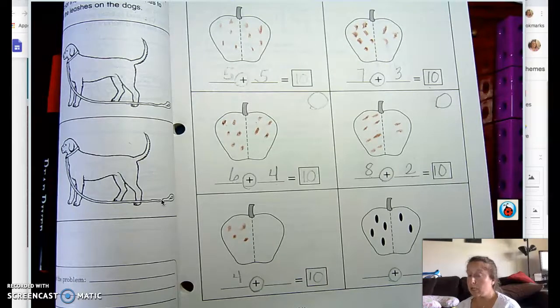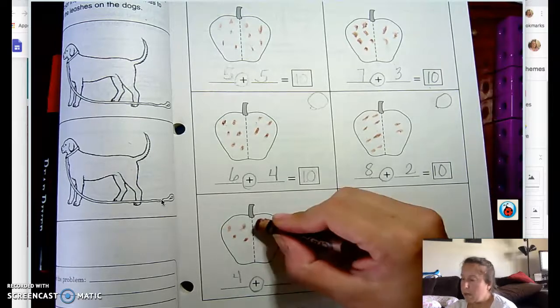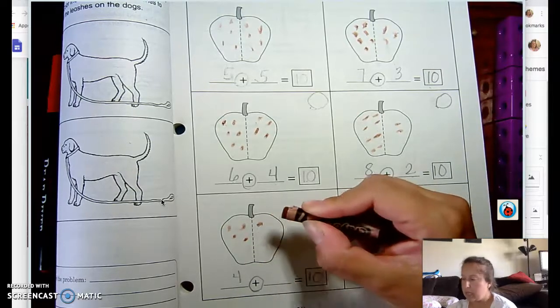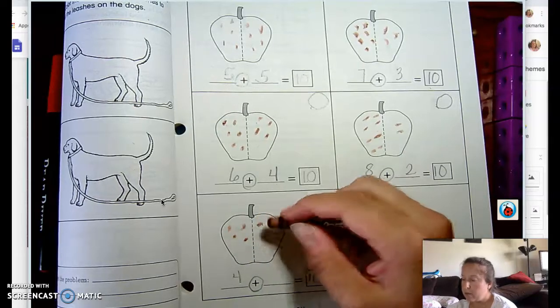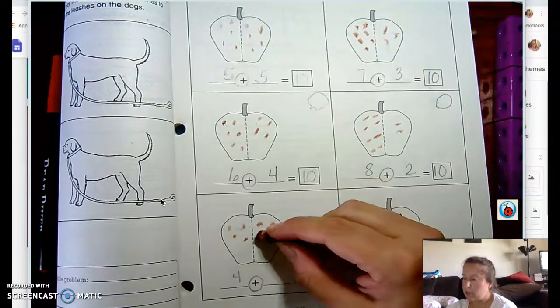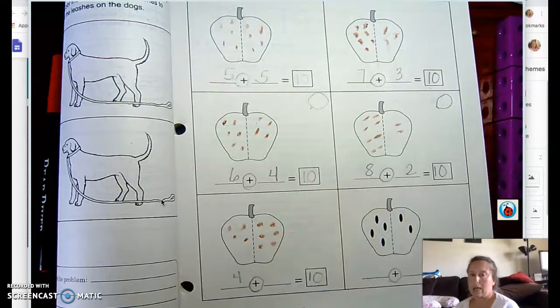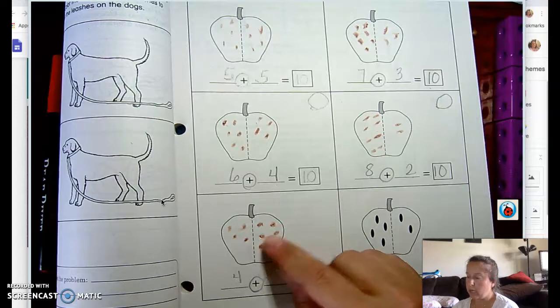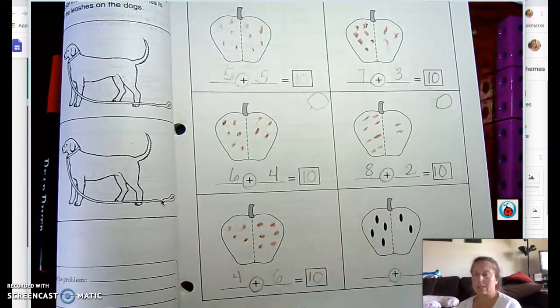Okay, I hope you paused me and you tried. Let me show you how I would solve that. I'm going to start with 4 and I want to get to 10. I'm going to keep drawing dots until I get to 10. 1, 2, 3, 4, 5, 6, 7, 8, 9, 10. How many dots did I need to draw? 1, 2, 3, 4, 5, 6. So the answer is 6.